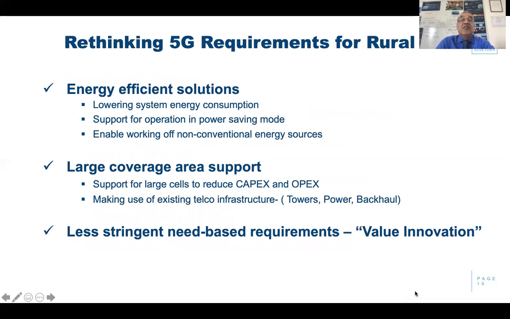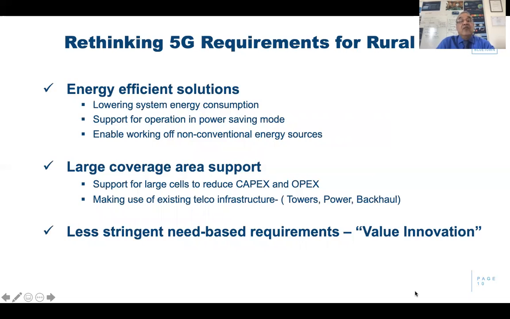In addition, we need energy efficient solutions because the grid power is very unreliable. We have to produce the power at site through solar or unconventional means. Hence, we have to use the power very scarcely so that the cost of production is also lower. Then large coverage area support. We cannot have multiple cells in one village. So the coverage has to be large so that it reduces capex as well as opex.